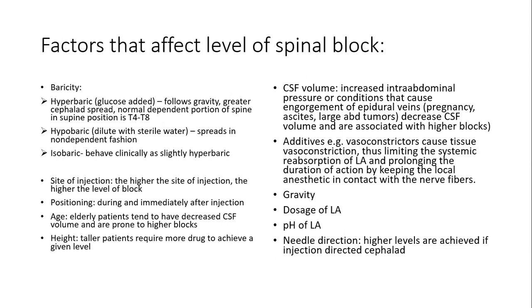What are the factors that affect the level of block? Number one, the baricity of your local anesthetic agent. All right, this is talking about the specific gravity of your anesthetic agent relative to the plasma. For instance, we have three different types of local anesthetic agents. We have hyperbaric, which we also call heavy. Hyperbaric bupivacaine, I'm sure you must have heard about it, heavy marcaine. What is done here is that you add glucose to increase the specific gravity of the local anesthetic agent. For hyperbaric solution, it follows gravity.